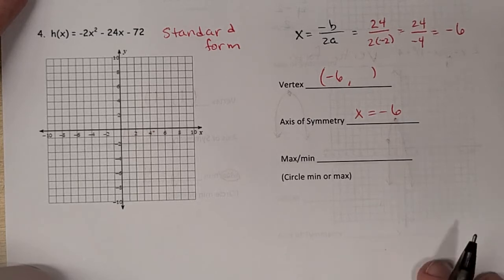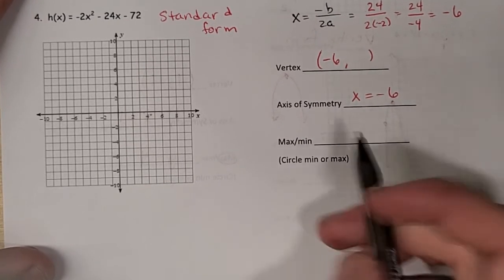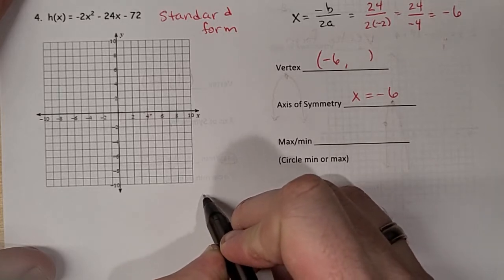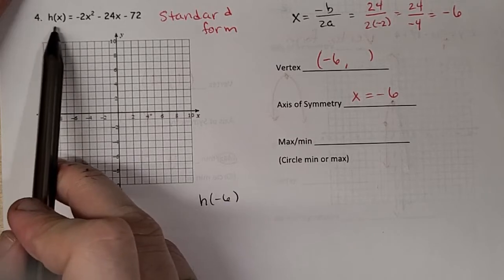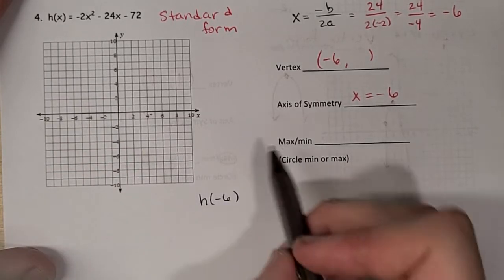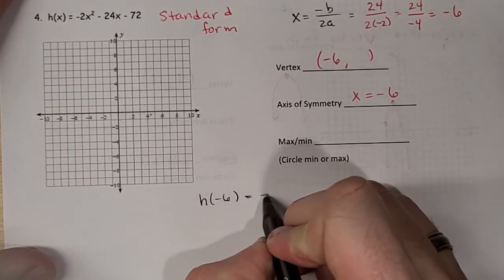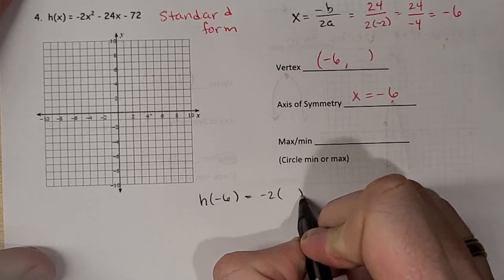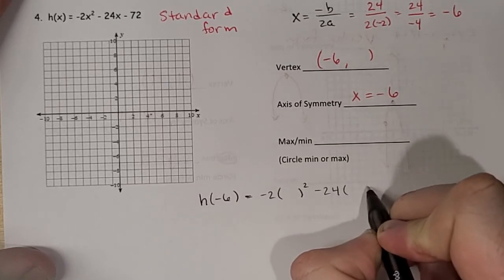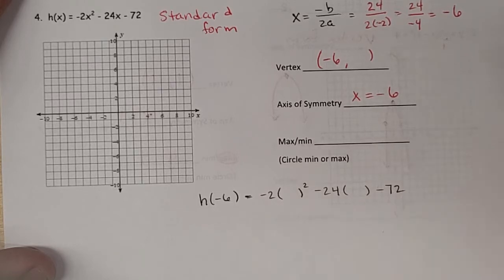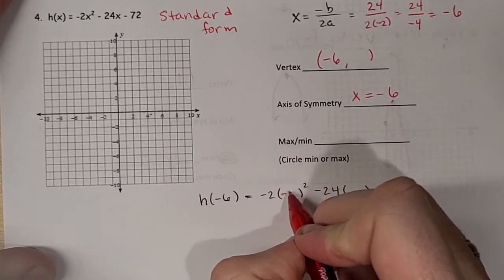Now to find the y part of my vertex, let's do this down here so I have space. I'm going to plug in negative 6. Now notice this is written in function notation, so just for fun, I'm going to use my function notation. Negative 2 times, I'm going to plug in negative 6 every single time that I see an x. I'm going to put it in red.